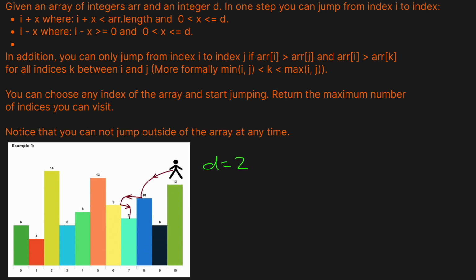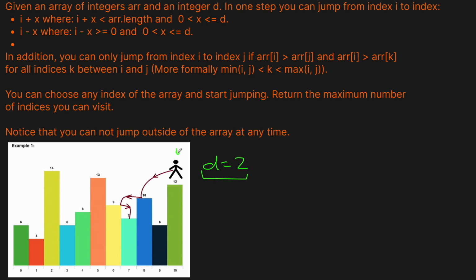Okay, so this question is really horrible to read because of the less than or equal to stuff, but the gist of what we want to do is find out the maximum number of hops we can make within the constraints. So let's look at an example, and for this one d is actually 2.